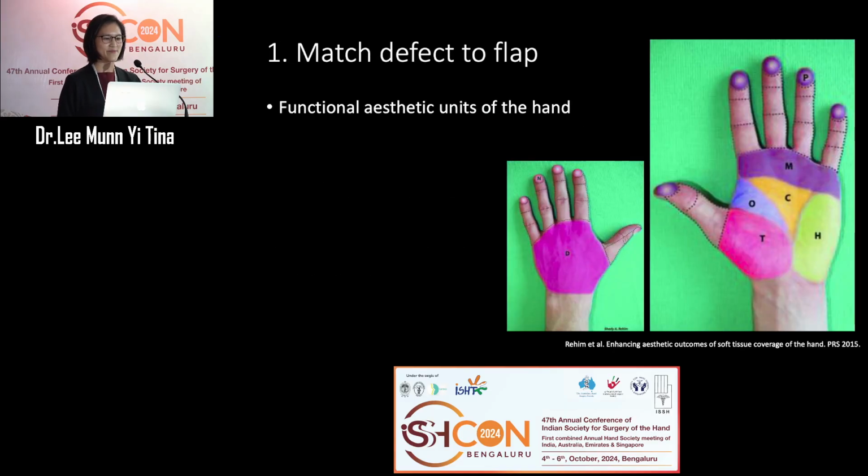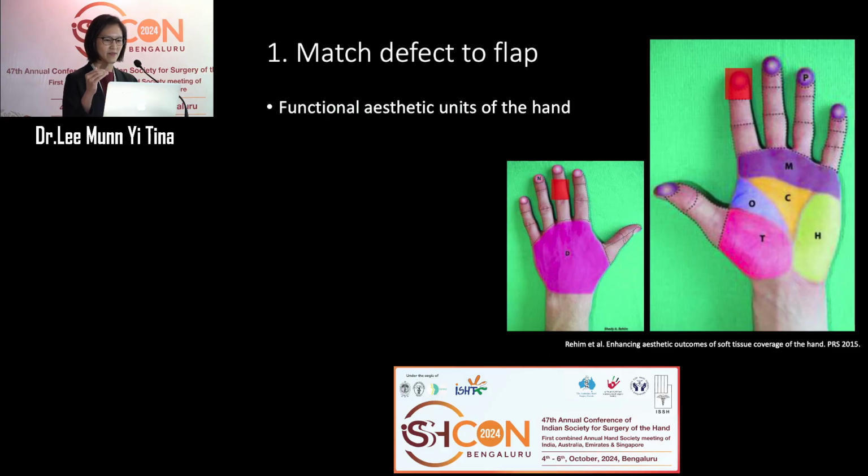So firstly, the cross-finger flap is a rare instance where we actually match the defect to the flap rather than vice versa, which is commonly done, right? This means that we may need to enlarge the defect size to allow an aesthetically acceptable outcome. And this goes in line with the concept of the functional aesthetic units or subunits of the hand.